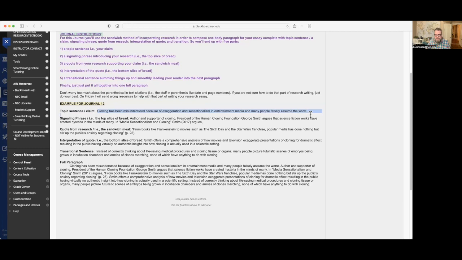What's your topic sentence? Just come up with it. And you've already done this. I think, was it Journal 9 where you listed your claims? So just pluck a claim out of Journal 9, right? Signaling phrase. In theory, you have this done as well from your annotated bibliography. You've read your sources and hopefully have some familiarity with who wrote them. So that's where you'll get your top slice of bread, your signaling phrase, who's the person that wrote it, what's their expertise, background. Your actual quote.